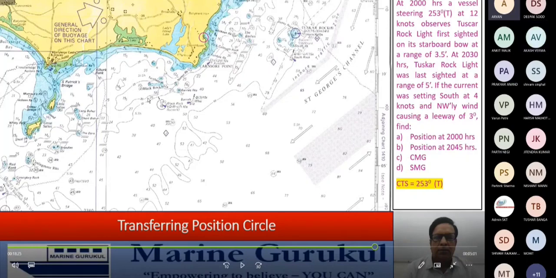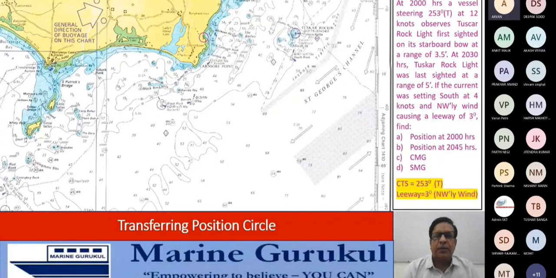250, sir. Very good, beta. Information: leeway 3 degrees, northwesterly wind. So that means the wind is from the starboard side. Port side is the lee side or downwind side. So leeway will have to be subtracted. So the effective track or the effective course or the leeway track will be 250 degrees true.